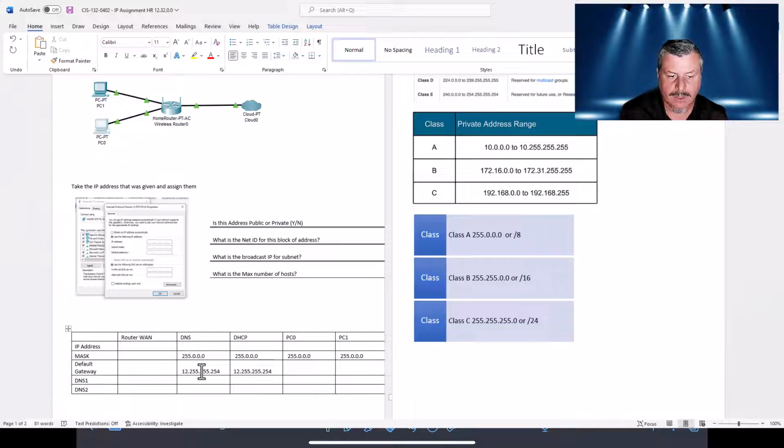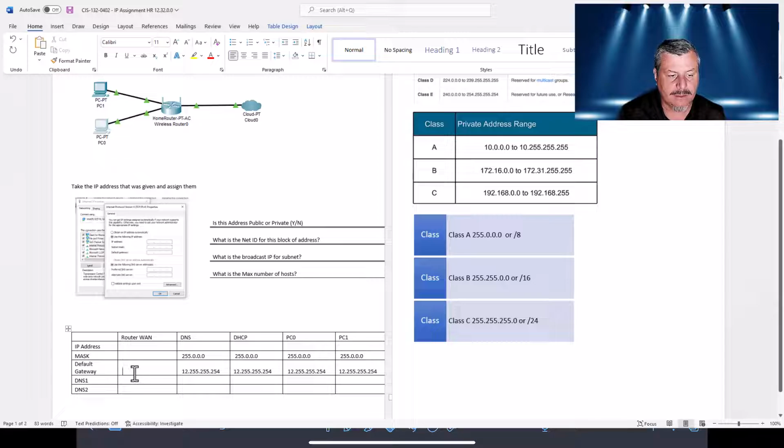And remember, if everything is on the same network in this diagram, since the DHCP, the phone book, is all on this router, they're all going to have the same address. Therefore our DNS will be the same address, our DHCP server will be the same address, and the PCs are going to use the same address. So again, that's going to be 12.255.255.254, and the default gateway here is going to be that IP address.